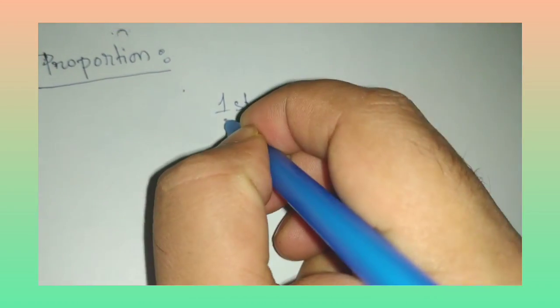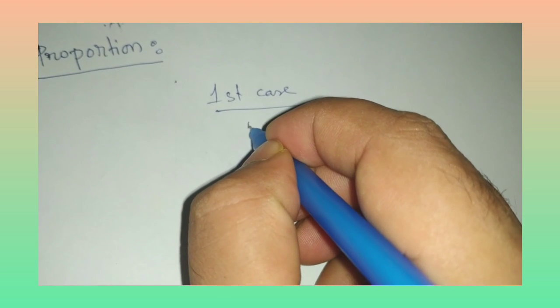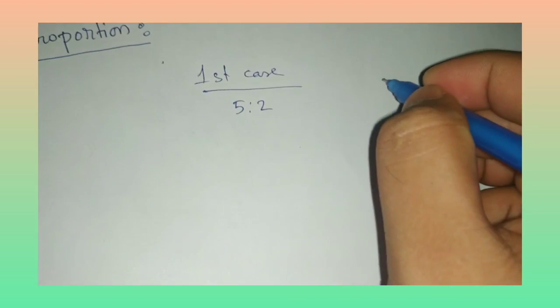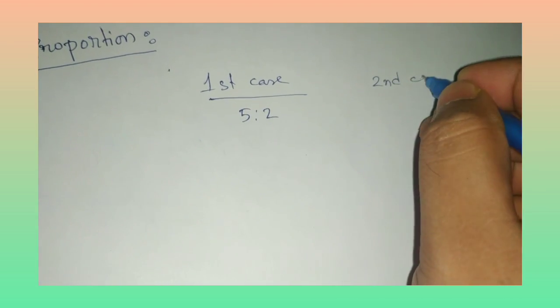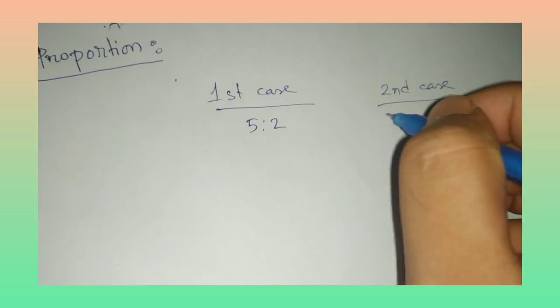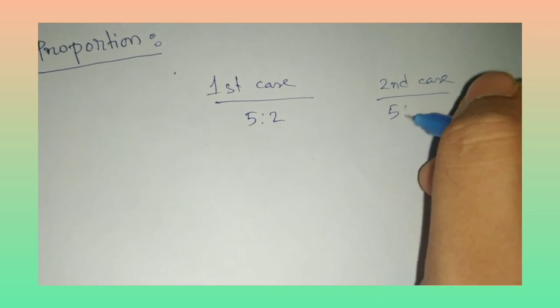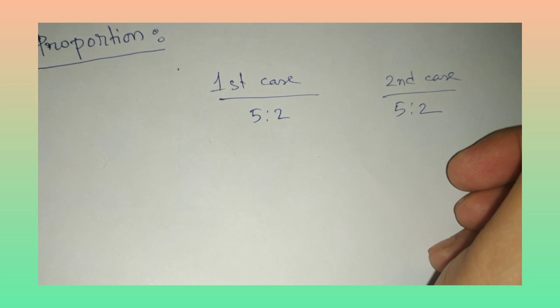So what is proportion? It's very easy. You need to have 2 scenarios and 4 quantities, and the ratio in between the 2 scenarios should be the same. Like in the first case, if the ratio is 5:2, in the second case also the ratio should be 5:2. Then only these 4 quantities together will form a proportion.